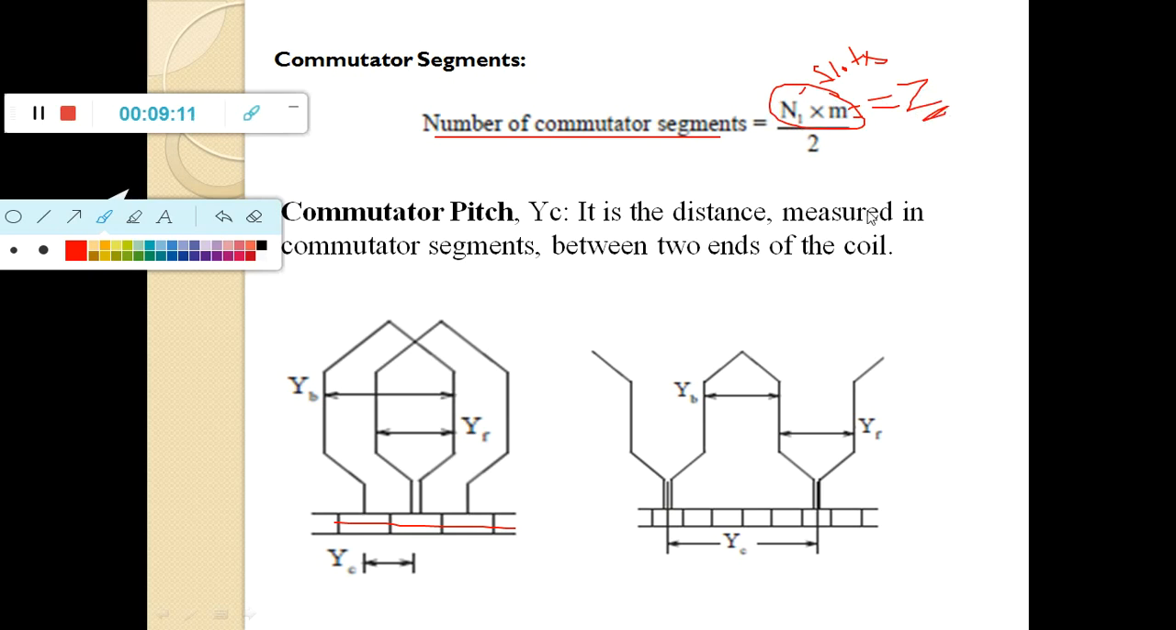Commutator pitch is represented by YC. It is the distance measured in commutator segments between the two ends of the coil. This is from one end to the other, this is the commutator pitch, and here too, from one end to the other, this is a commutator pitch.